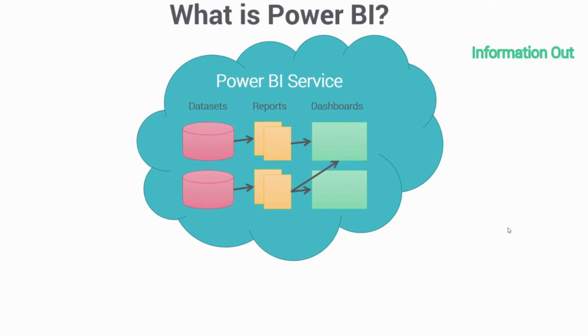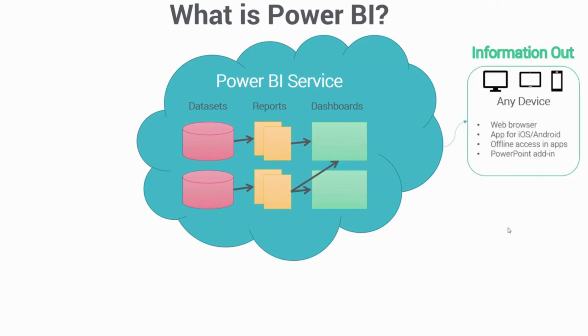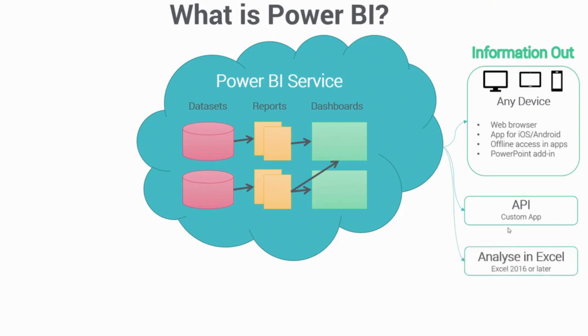Now, to get information out of this Power BI service, all we need is a device. That might be a laptop or desktop computer, or an iOS or Android tablet or phone. And with these apps, you can take the data offline. You can also build it into things like PowerPoint presentations. Other options are available, so you can use the Power BI API to build your own custom applications to pull that content into. You can push it back into Excel to analyze it further, and you can also publish to the web if you want to make it public.